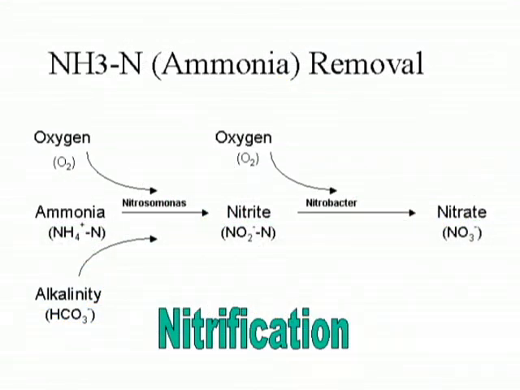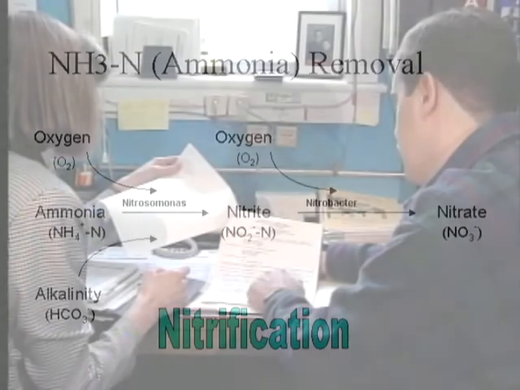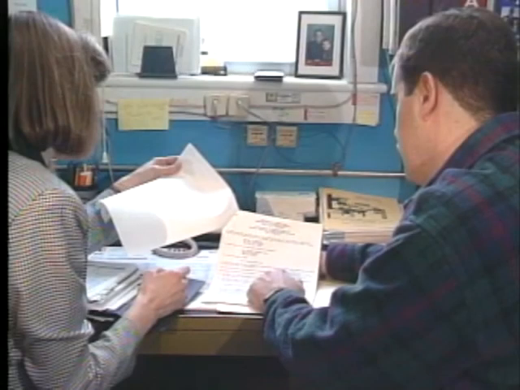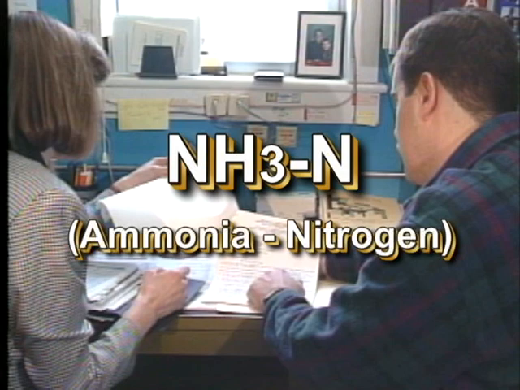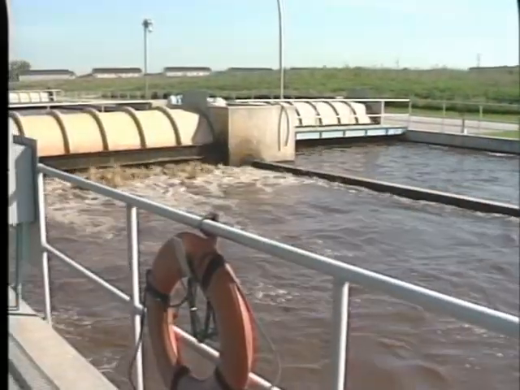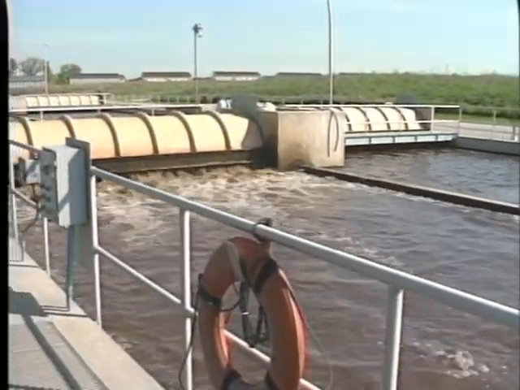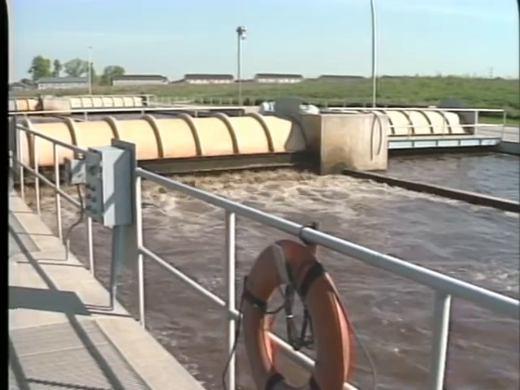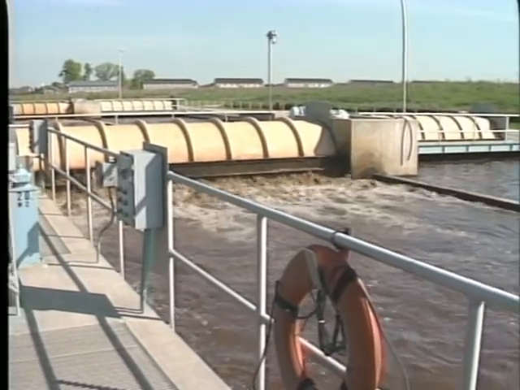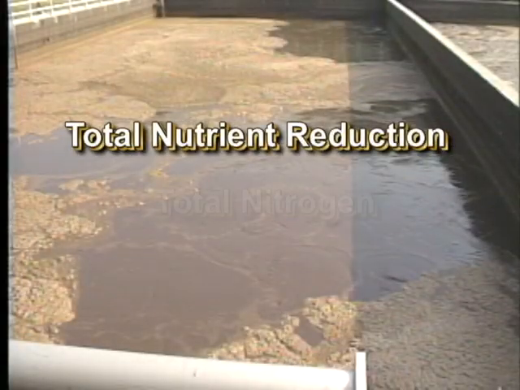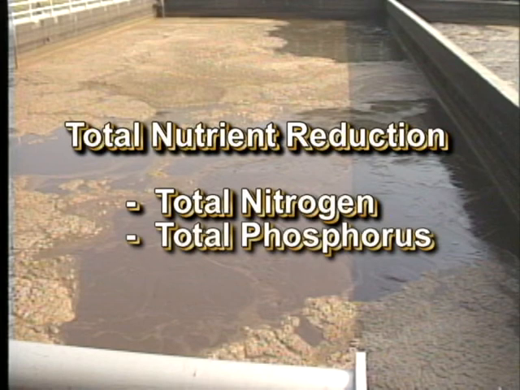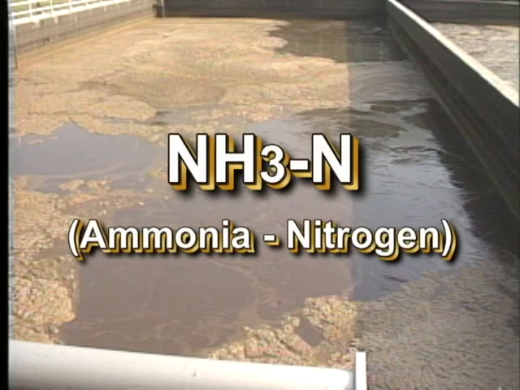In your NPDES permit, ammonia-nitrogen is often abbreviated as NH3-N. Typically, treatment plants that have permit limits for ammonia-nitrogen have a tougher job when compared to facilities that have no such limits. In some cases, treatment systems may also have nutrient limits, such as total nitrogen or phosphorus, that require even more complex treatment. Now let's take a closer look at ammonia.